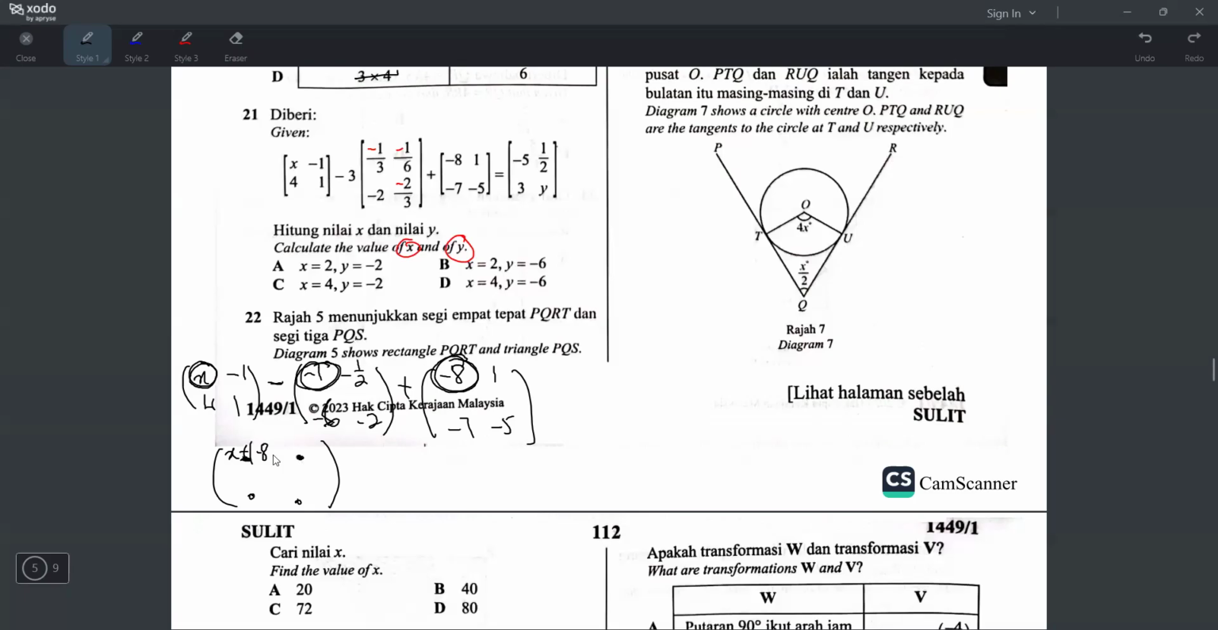Okay, let's do for this one. So this one is atas sebelah kanan. So you kena ambil atas kanan, atas kanan, atas kanan. So it becomes what? -1 minus -1/2 plus 1. So you can use your calculator now. -1 minus -1/2 means -1 plus 1/2 lah. And then plus 1, tekan dapat 1/2. Okay. So here you write 1/2.